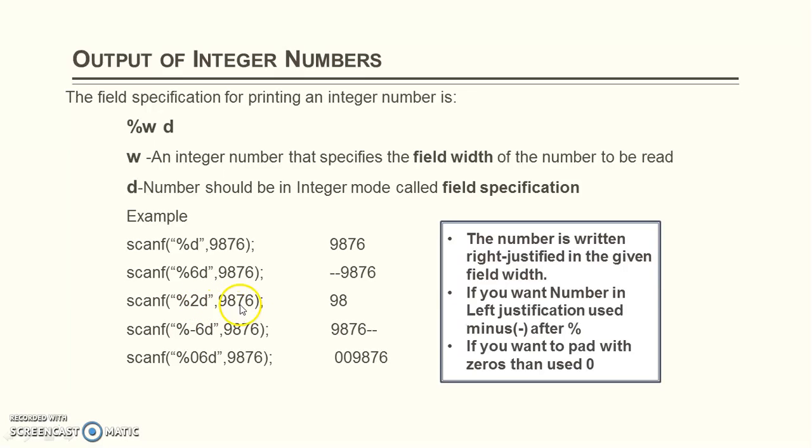If you write %2d with 9876, it will still display the whole number. If you write %-6d, the dash is used for left justification, so at the end it will give you 2 spaces. And if you write %06d, the 0 indicates padding your number with 0s at the start. So in total 6 digits and we are giving only 4 digits, so at the start it will add 2 zeros. The number is written right-justified in a given field width. If you want a number left-justified, you have to use the dash sign. And if you want to pad with 0, you have to write a 0.